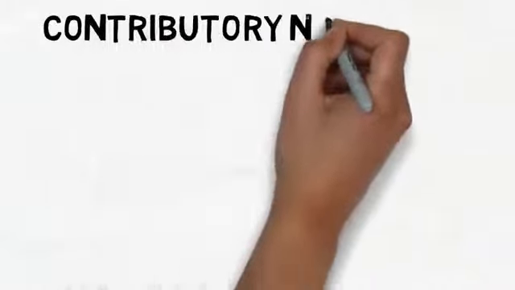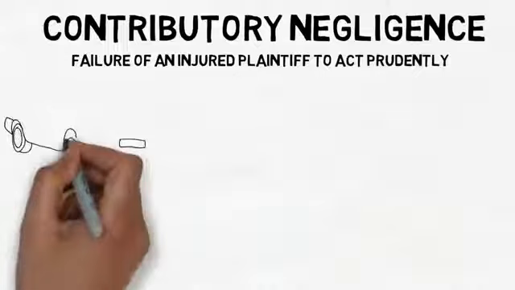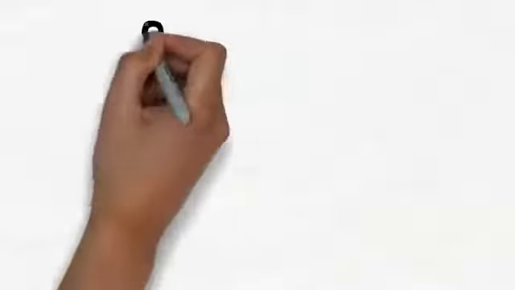Next, we have contributory negligence. This is when there's a failure of an injured plaintiff to act prudently. The most common example of this is when the injured plaintiff isn't wearing their seatbelt.